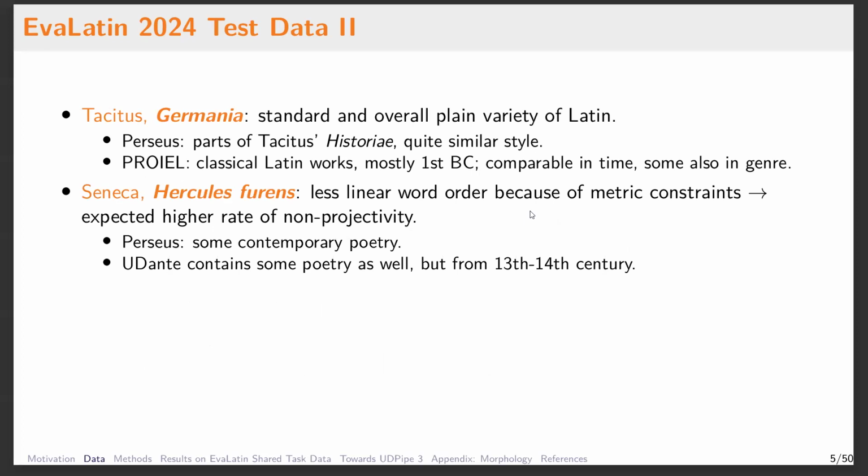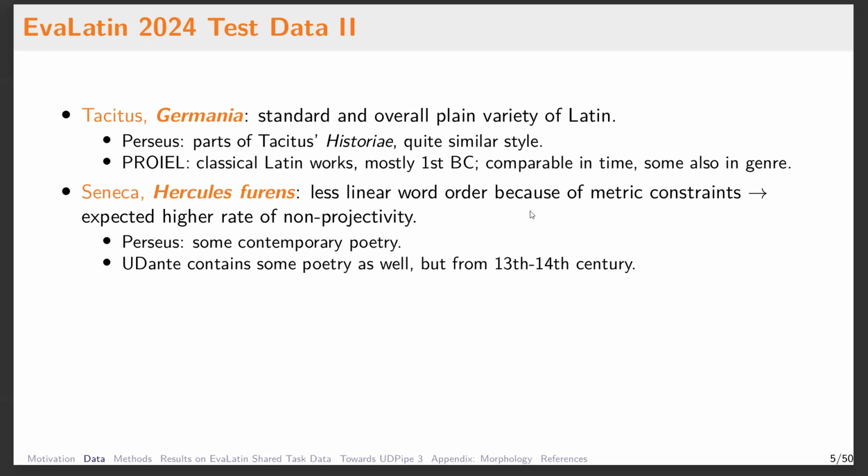So a closer look at those texts. The prose one, Germania, is actually a very standard variety of Latin, quite plain from the point of view of syntax. Nothing surprising, nothing really hard to deal with.